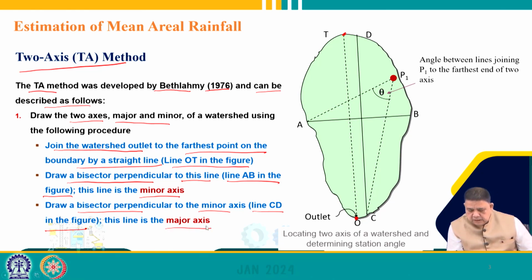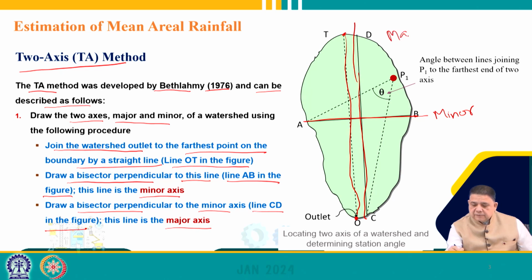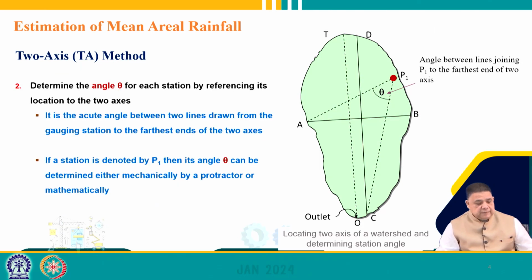So, the procedure I repeat: first thing we do is that knowing the outlet, we try to locate a point on the basin boundary which is farthest from the outlet, and we join this with a straight line OT. And then we draw a perpendicular bisector. This is line AB, and this line is the minor axis, one of the axes which we are referring to. And then we draw a perpendicular bisector of that, line CD in this case, which is referred to as the major axis. So, basically in this method, first we locate the major and minor axis of the watershed. Then comes the next procedure.